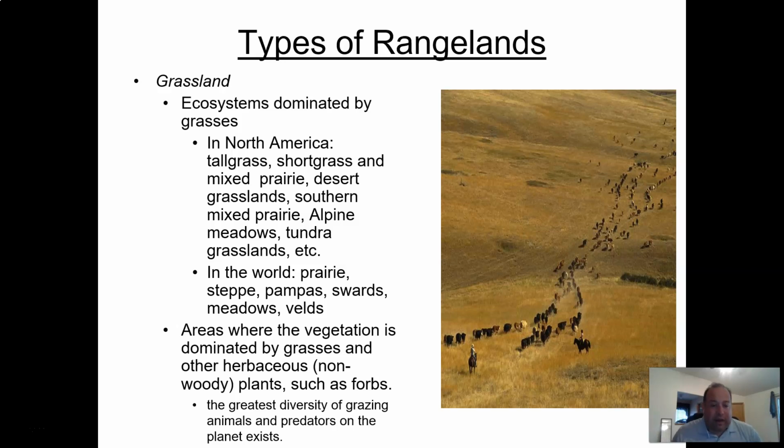And so what's a grassland? An area where the vegetation is dominated by grasses or other herbaceous, just meaning non-woody plants such as forbs. What's interesting about grasslands, though, is these are the areas where you get the greatest diversity of grazing animals and predators on the planet.